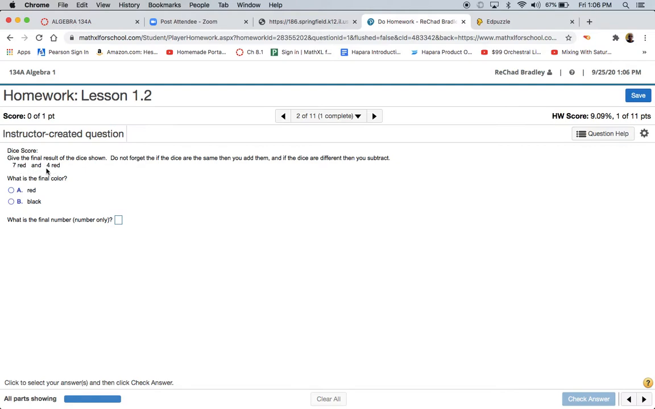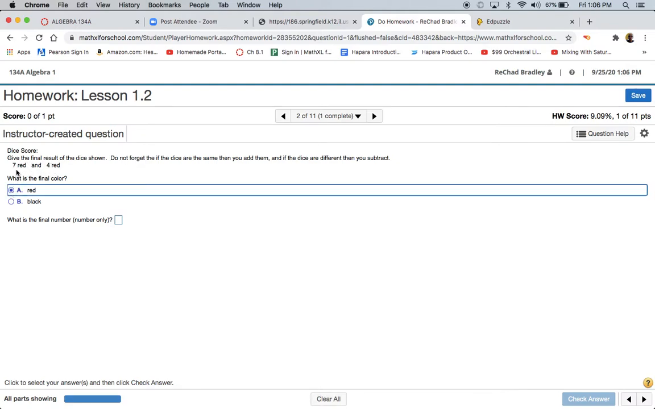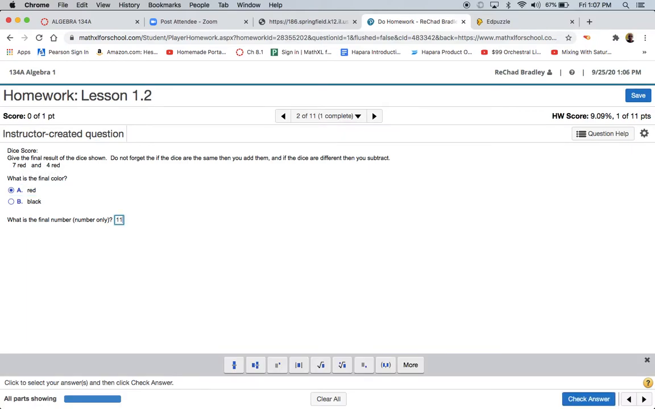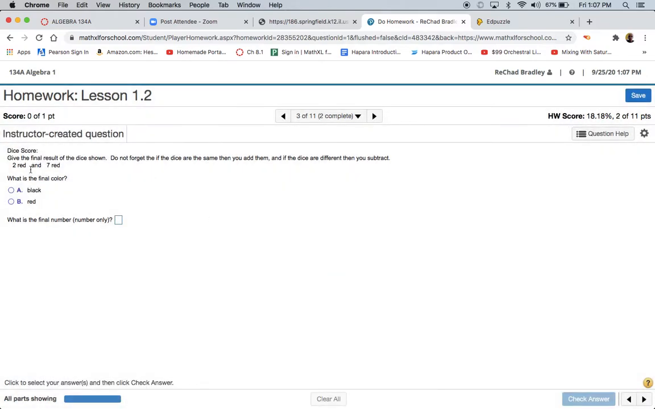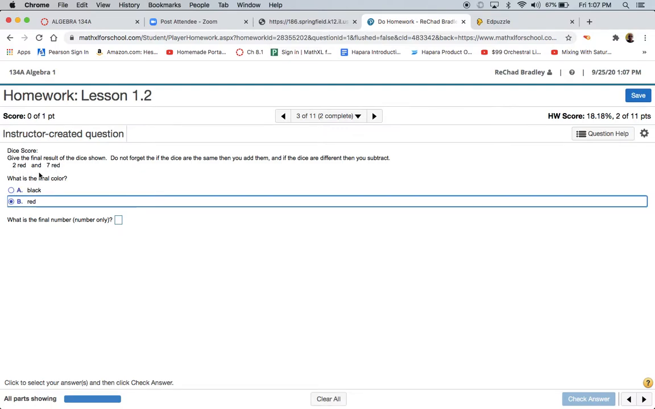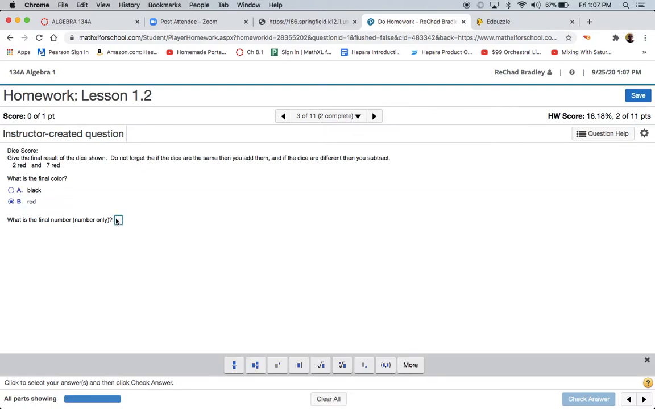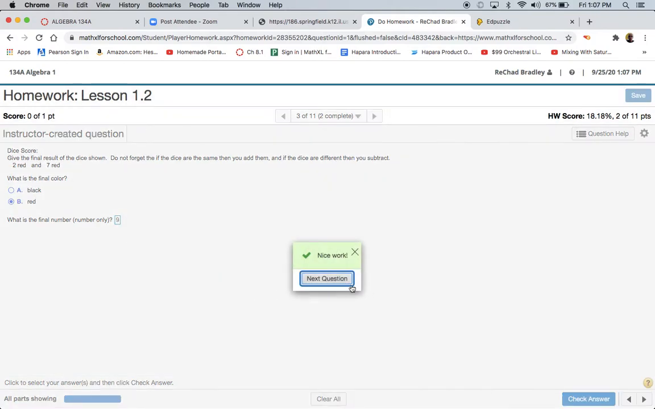Here, both of them are red, and so that means you must end on red, but because both of them are red, they actually work together. 7 reds and 4 reds make 11 altogether. Here, same thing, both red, so you know your answer should be red. Because they work together, 2 reds and 7 reds make 9 reds altogether.